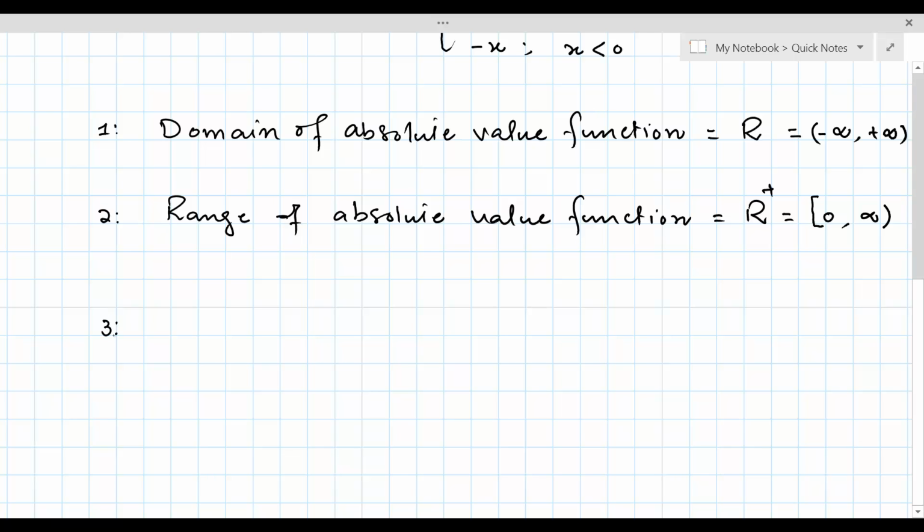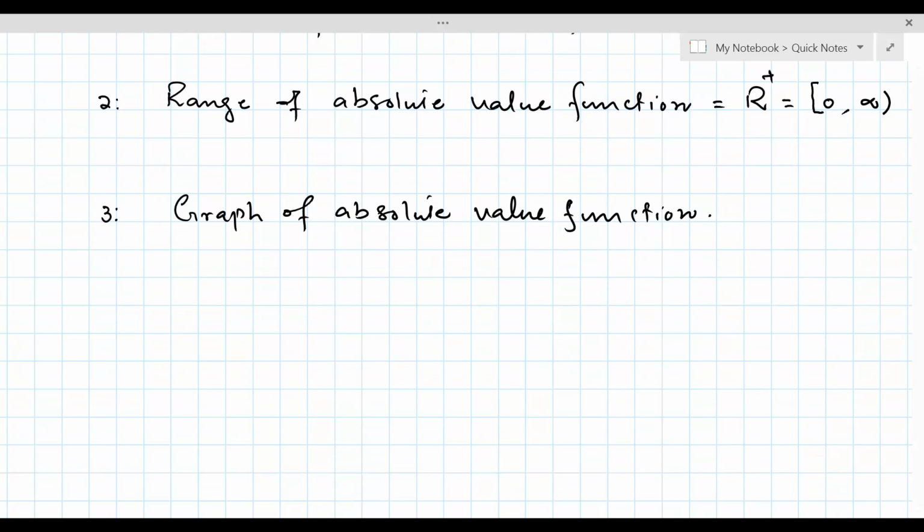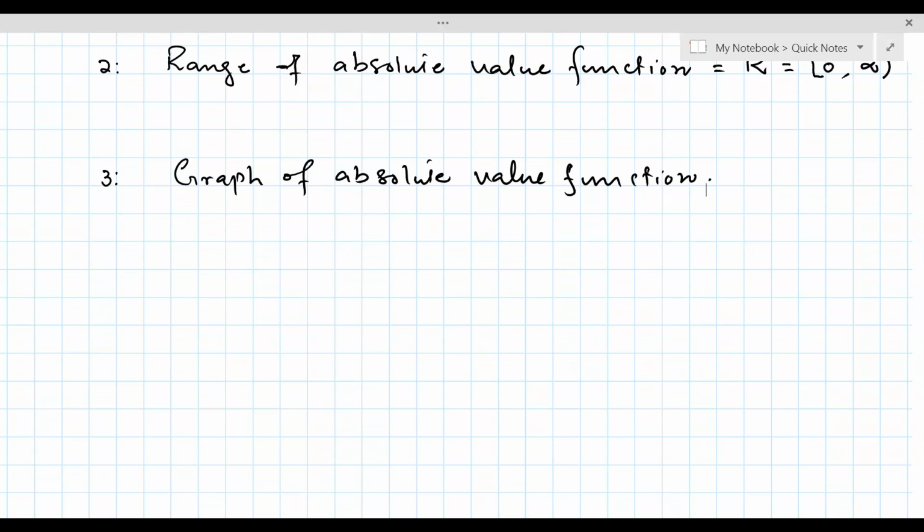Number 3 is the graph of this function, the graph of the absolute value function. And for this we are going to separately assume the negative real numbers and positive real numbers.